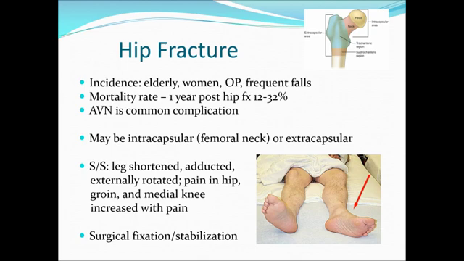The problem with hip fractures is the mortality rate. If you look at mortality one year post hip fracture, 12 to 32% of those patients will be dead. Hip fractures are often the beginning of the end, and they often cause a downward spiral for your patient. Avascular necrosis is a common complication. We'll talk about that a little bit later.